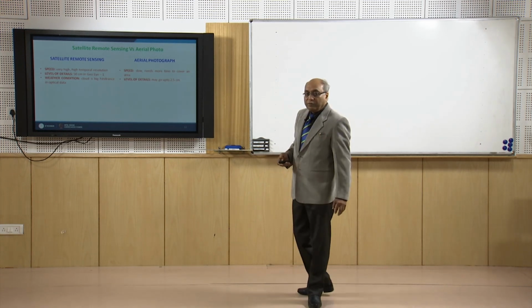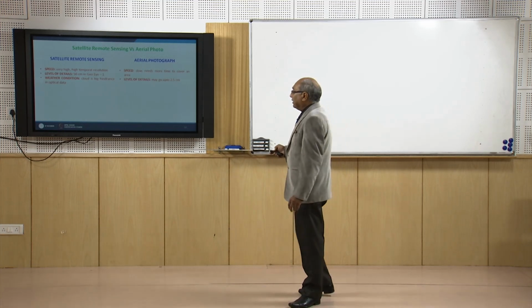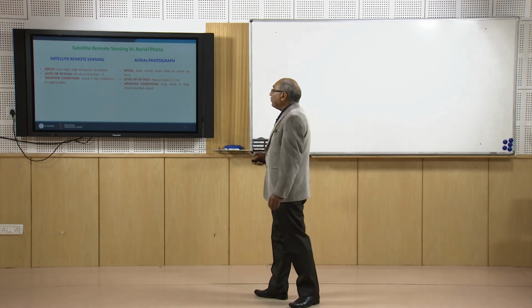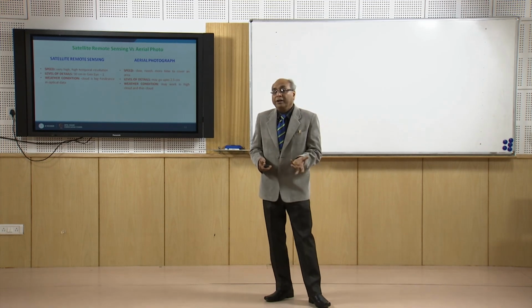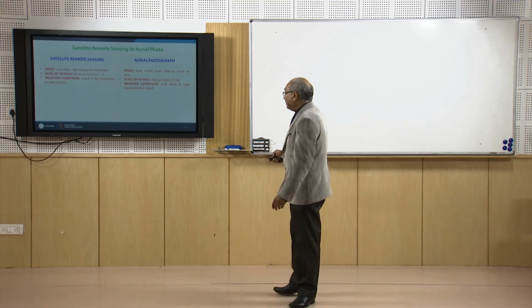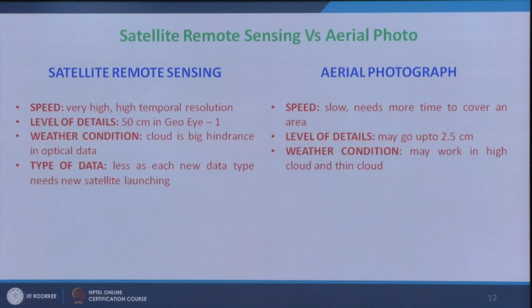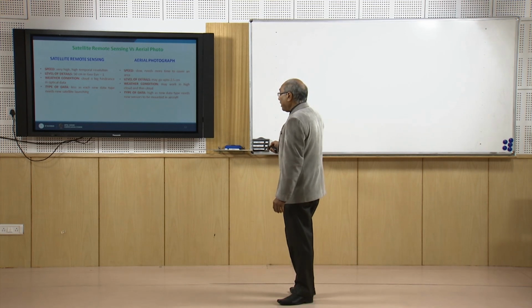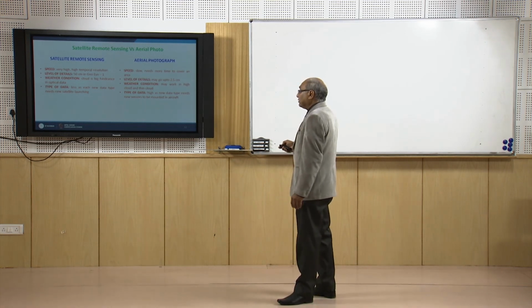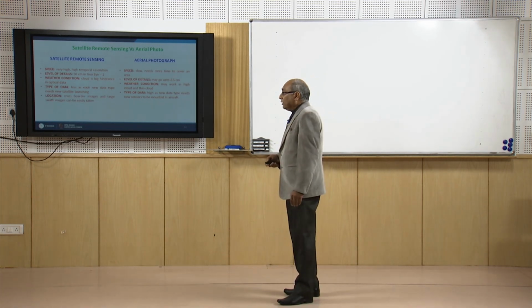So this is a sort of negative in case of present day remote sensing, but in case of aerial photograph you can avoid it. If you know there are clouds in the area which you are going to cover, you will not fly the aircraft, so that can be avoided. Then type of data: the less, as each new data type needs new satellite launching. So type of data is also available, a wide variety of data is available from satellite, whereas for aerial photography the type of data is high, as new data types need sensors to be mounted in the aircraft.